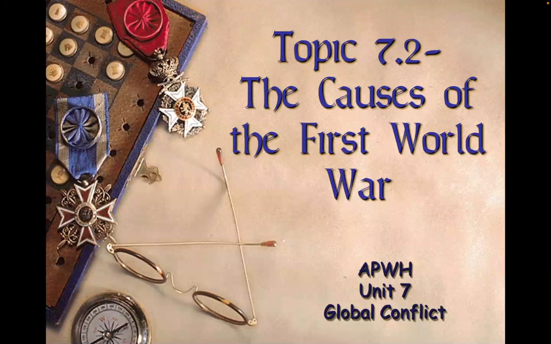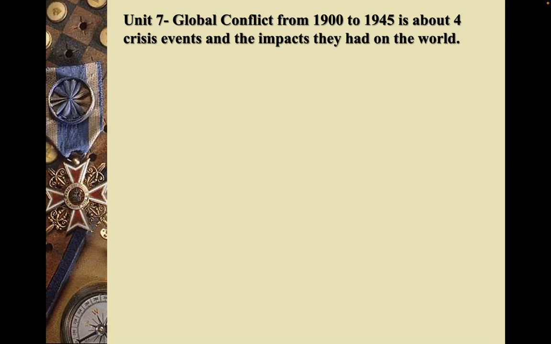Okay, welcome back to our journey through Unit 7, Global Conflict. In topic 7.2, we're talking about the causes of the First World War. So when we get into this unit on global conflict, what we're focusing on is the time period from 1900 to 1945.